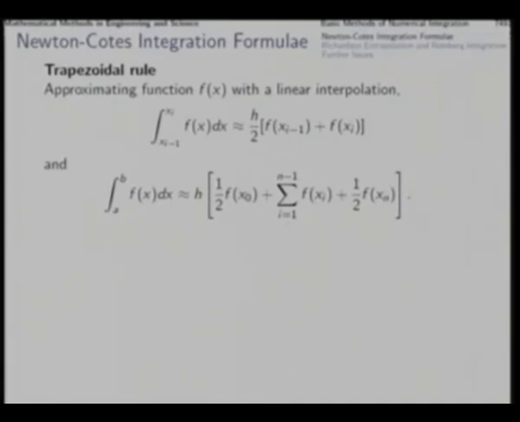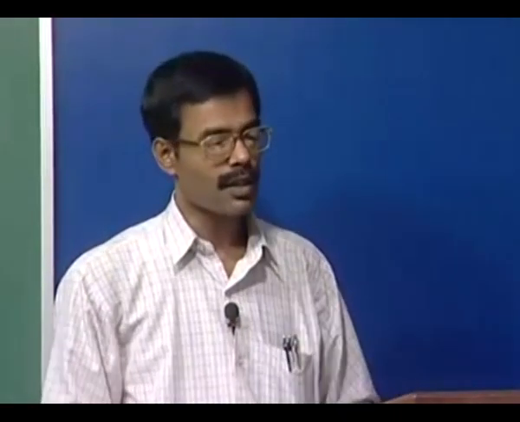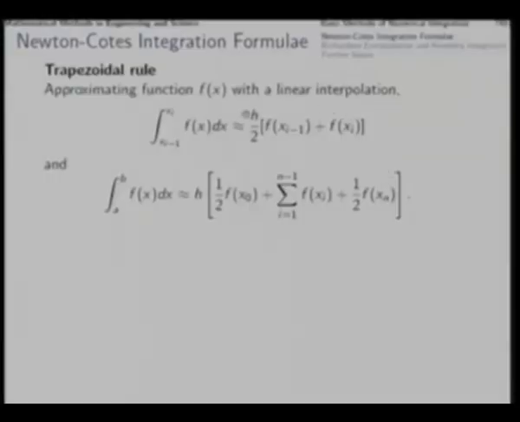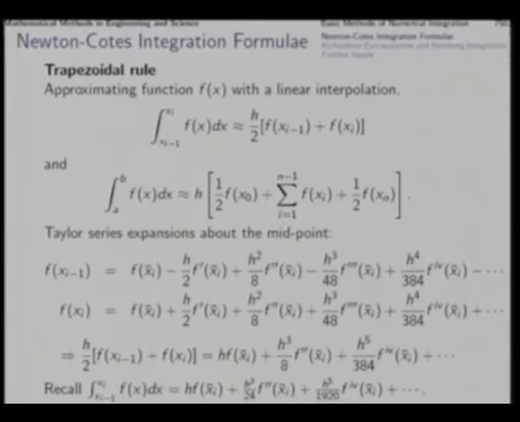Now, similar to the case of the midpoint rule, if we try to conduct an error analysis in this case, we compare the result that we get over a single subinterval with the Taylor series. We use the Taylor series expansion about the midpoint, that same expansion, for f(x_{i-1}), which is there in the formula here, and f(x_i), that is the starting point and the end point of the subinterval, and then we get this.